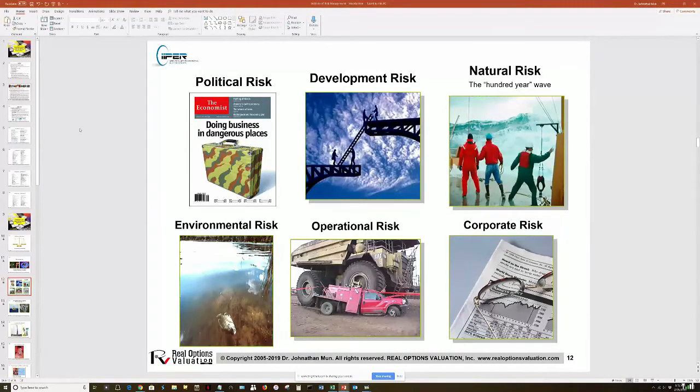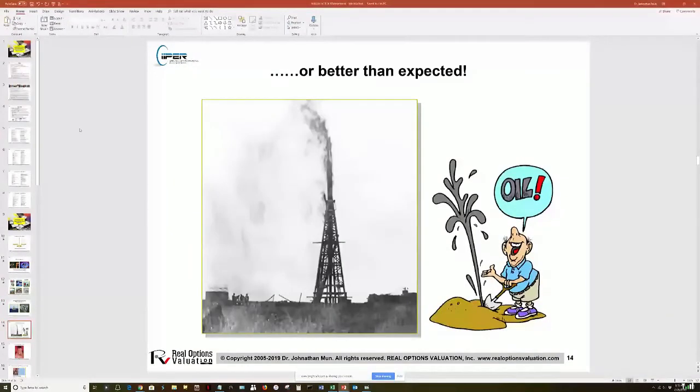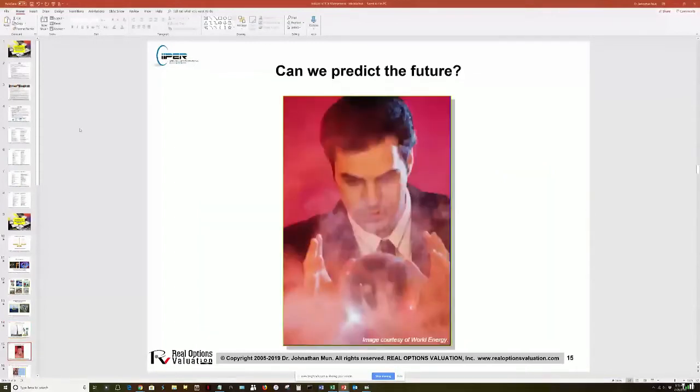And we can actually quantify a lot of these things. Some things clearly cannot be quantified. That's where the qualitative piece comes in, and that's critical as well. So why do we bother with risk management? Things can go wrong, or things can go a lot better than expected. All right. So can we really predict the future? Can we look into this magic ball and see what the future actually holds?